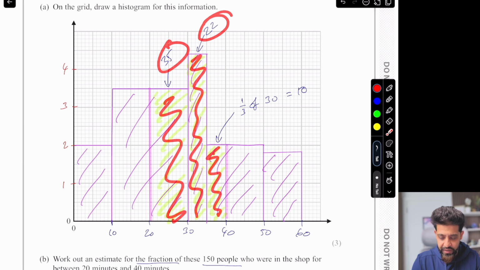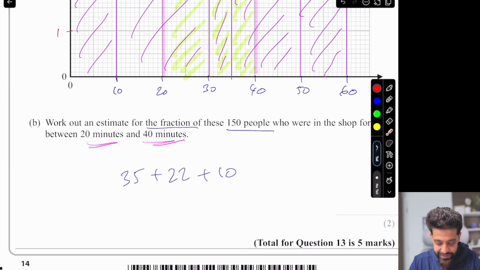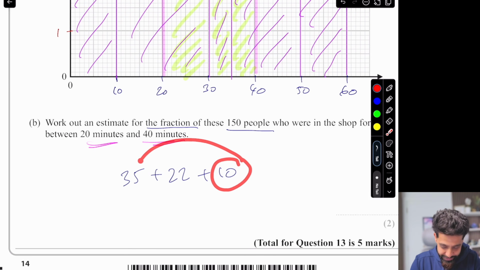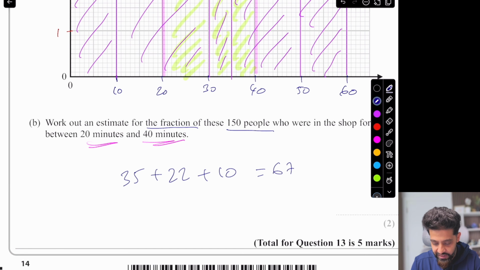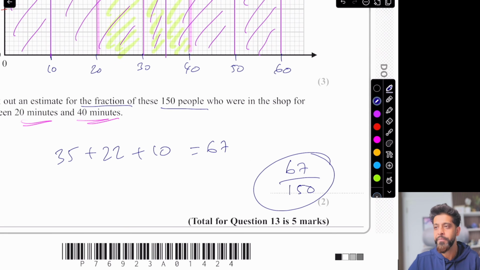So if we add these together, that would give us between 20 and 40. All right, so 35 plus 22 plus 10. 35 plus 10, let's do that first, yeah? 45. 45 plus 22, 65, 67. All right, so it's 67. Now it says the fraction of these 150, so it's 67 over 150. And that's your final answer.